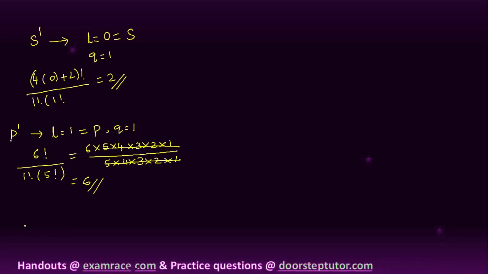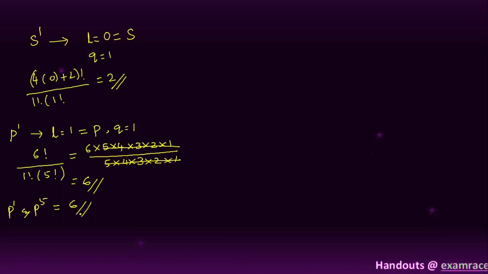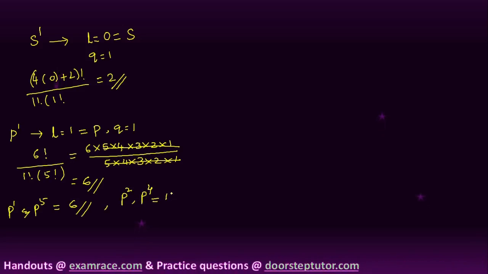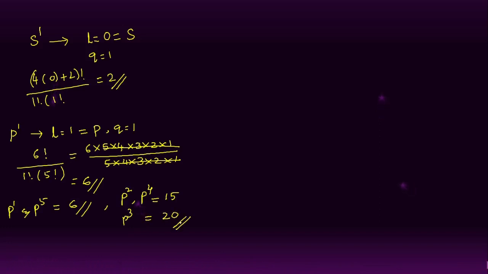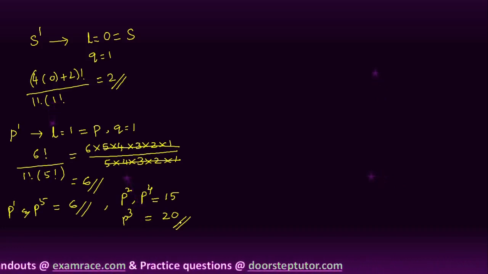So this is a very simple formula and a very simple technique to determine the number of microstates. Next, students, the P1 and P5 configurations will give the same number of microstates, that is 6. P2 and P4 configurations will give the same number of microstates, 15. For the P3 configuration the number of microstates is 20. So this is about the p orbital.